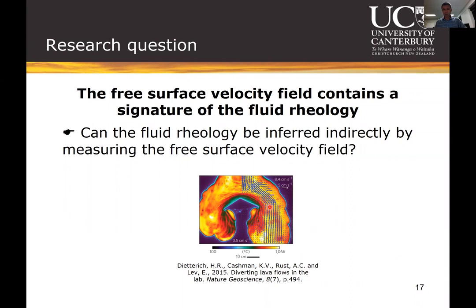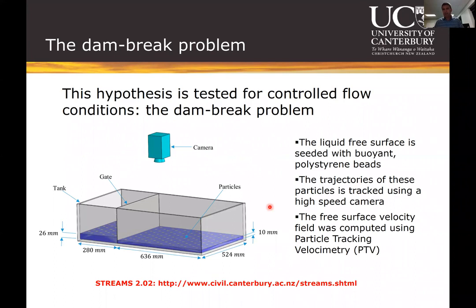So in order to test that, we looked at the simplest possible problem we could think of, the dam break problem, which is what is illustrated on that picture here. So basically, we've got a gate here which separates two pools of fluids of different heights. And at t equals zero, we pull that gate up and let the flow evolve by itself under gravity. And what we did is we seeded that fluid with polystyrene beads, and we tracked the trajectory of the particles and used particle tracking velocimetry to deduce the Eulerian velocity field.